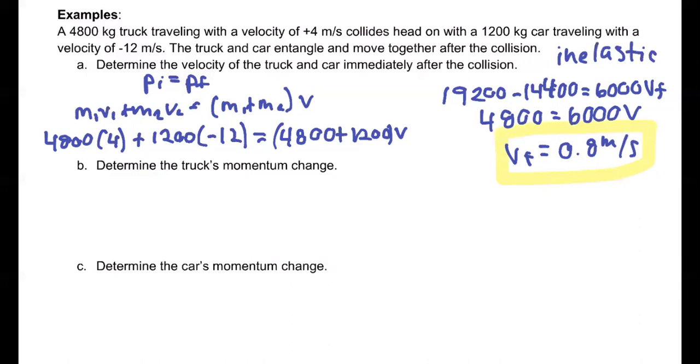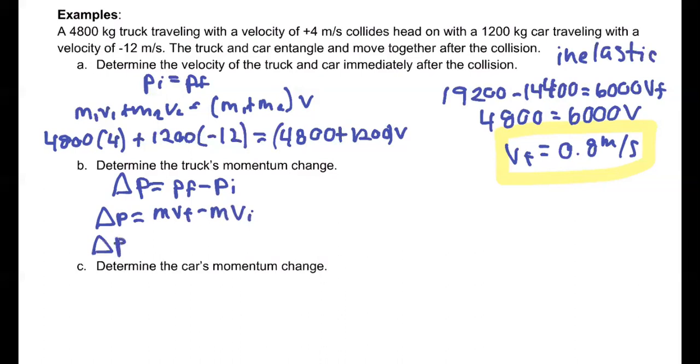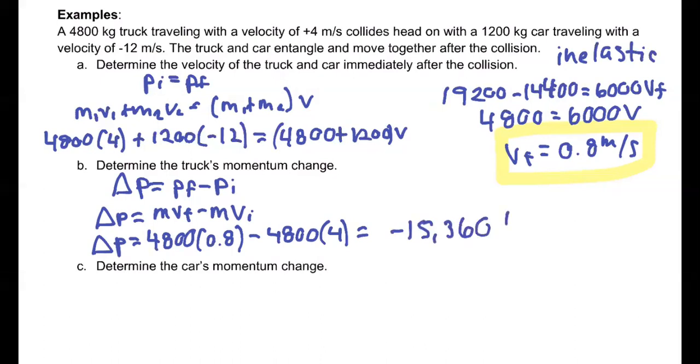Now we want to determine the truck's momentum change. The change in momentum would be the momentum final minus my momentum initial. My mass stays the same, so delta P equals mvf minus mvi, which gives me 4,800 times 0.8 minus 4,800 times 4. This gives me a total change of momentum for the truck of 15,360 kilogram meters per second.